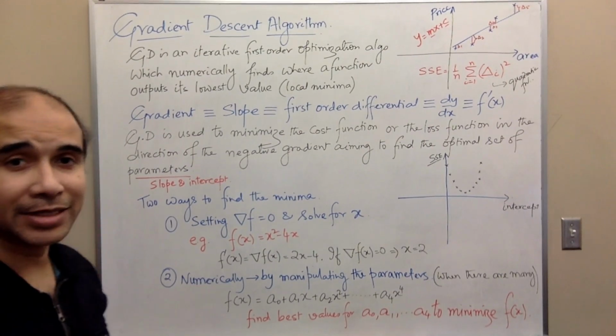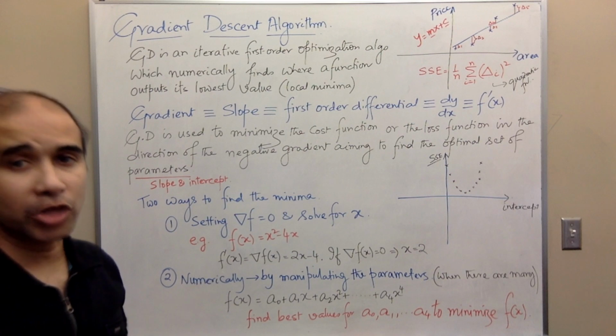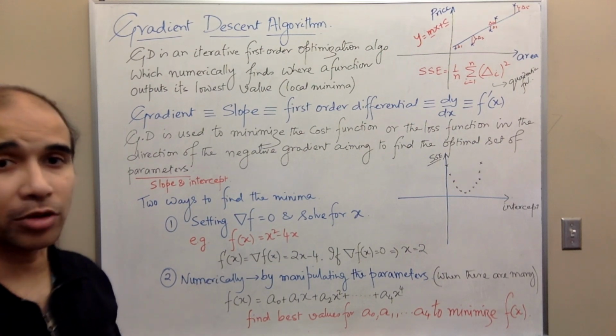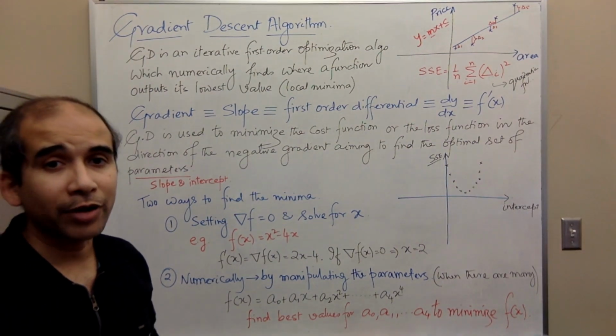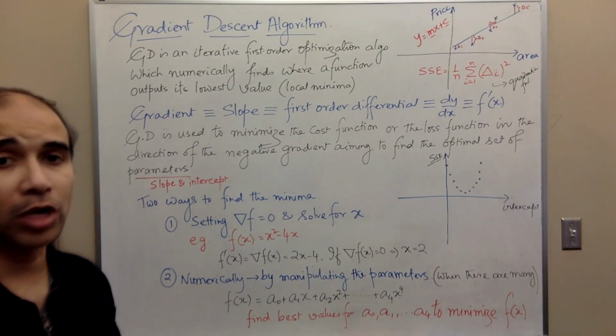Talk about the gradient descent algorithm. Okay, so gradient descent is an iterative first order optimization algorithm. So there is also an optimization algorithm which numerically finds where a function outputs its lowest value. That means a minima of a function, a local minima of a function.